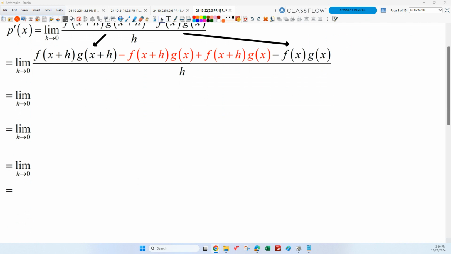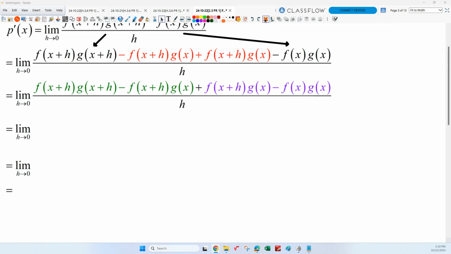Each of the first 2 terms has 2 factors, right? What are the 2 factors in the first term? F of x plus h and g of x plus h. Well, what's the common factor in the first 2 terms? F of x plus h. We could undistribute that. How about the second 2 terms? What could I undistribute? G of x. Okay, let's try that.